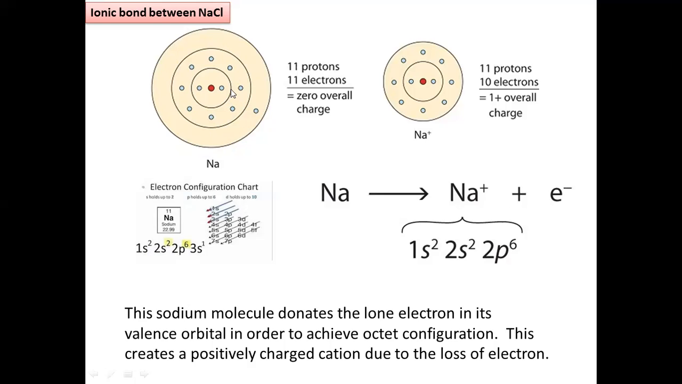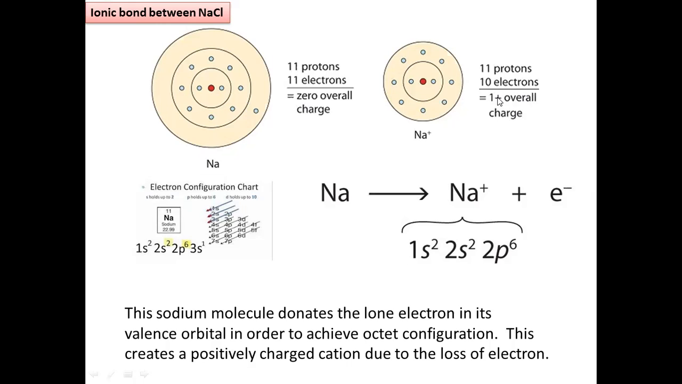Now the third shell, because the principal quantum number over here is 3, has only 1 electron. So there are 11 protons and 11 electrons, and it does not have any charge. When this electron is removed from sodium, it will become electropositive, because it has a deficiency of one electron.